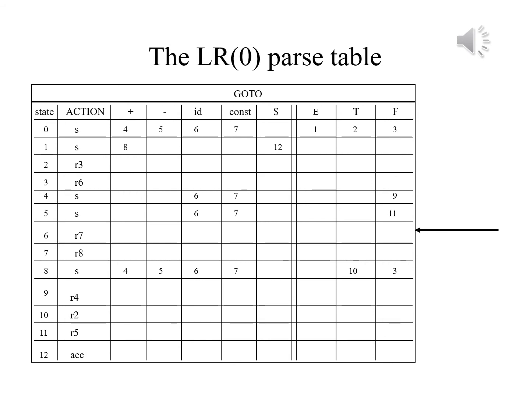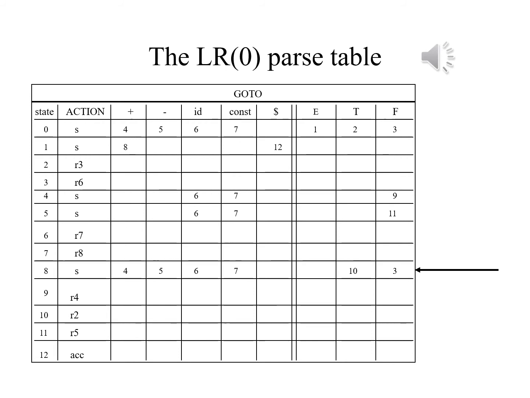State 6 has one final item. Factor derives identifier. Therefore, the action is reduce by production 7. State 7 has one final item. Factor derives constant. Therefore, the action is reduce by production 8.